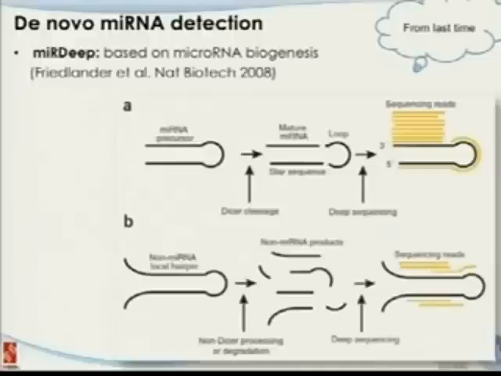What if we have some novel microRNAs? Because we know that we have plenty of novel microRNAs that we want to study as well. And this paper, published in Nature Biotech in 2008, proposed a method for de novo microRNA identification. Before this type of study, it was kind of straightforward, right?